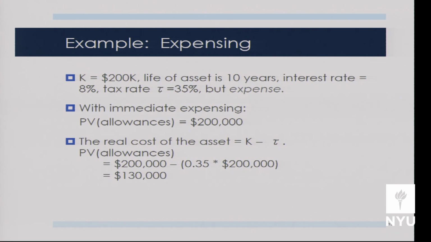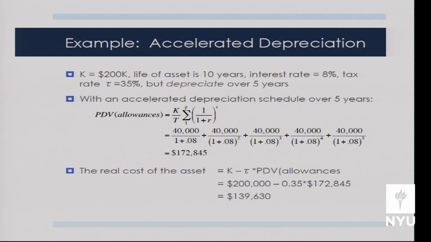Suppose I allowed you no depreciation allowances for something. What would Z be in that case? 0. In this case, Z would be 172,845 divided by $200,000.